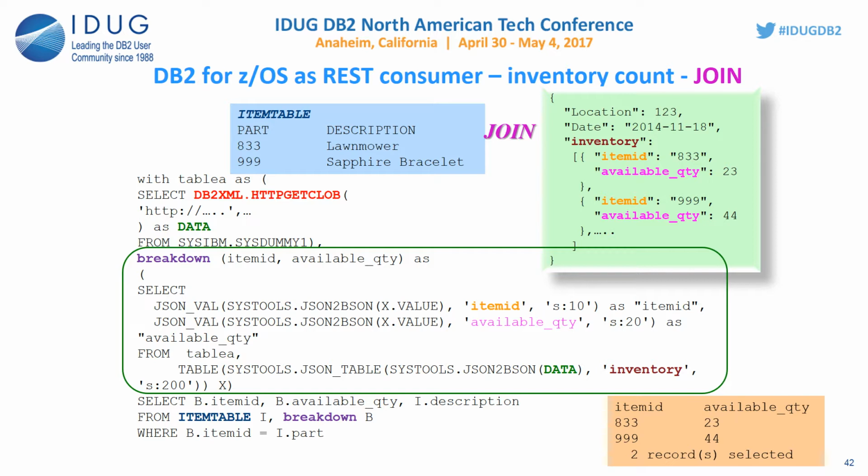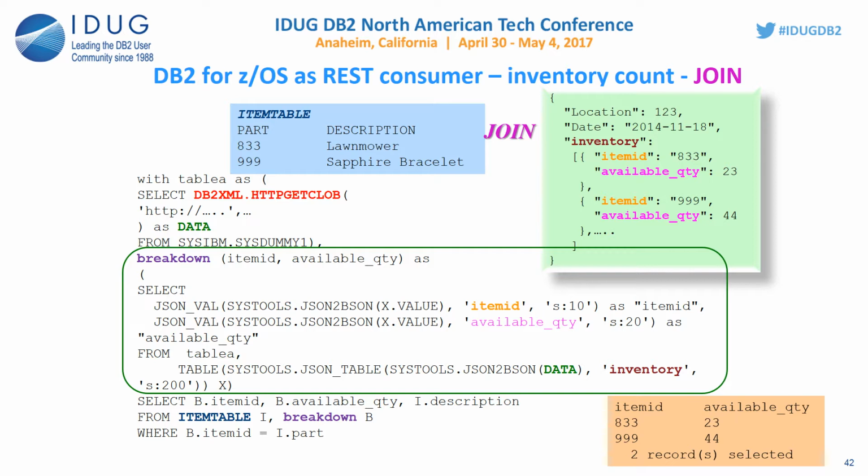After you get this result in your breakdown table, you join with the item table. The item table is the table that already exists in Db2, using the ID as a join predicate. And you find out the ID, quantities, and description.